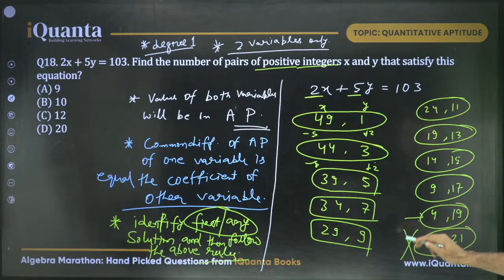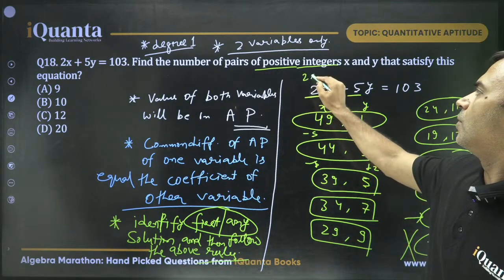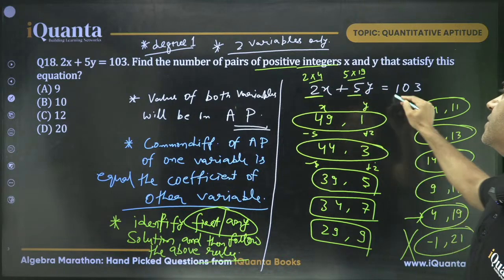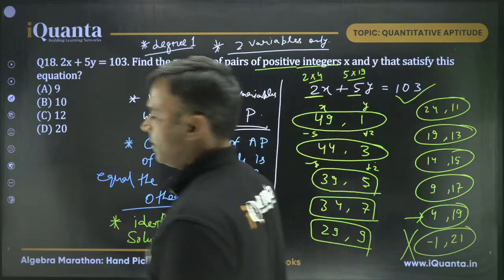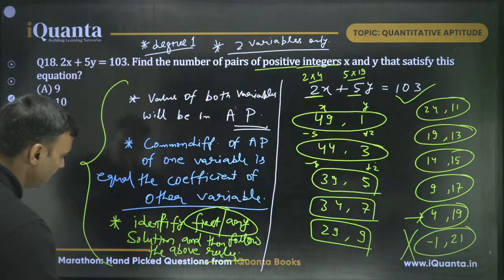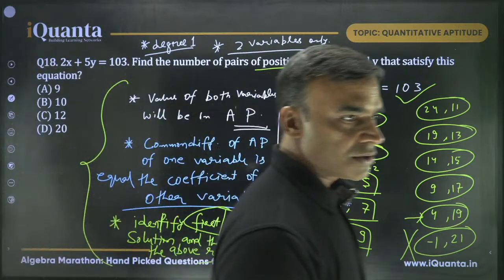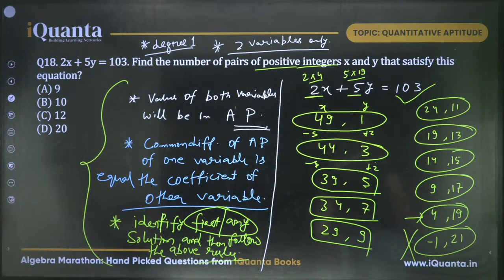Let me check 19 and 4 randomly. 2 into 4, 5 into 19, 95 and 8, 103. Yeah. इसको note down कर लेना मेरे प्यारे बच्चों. और now I will stop if you want to ask anything.